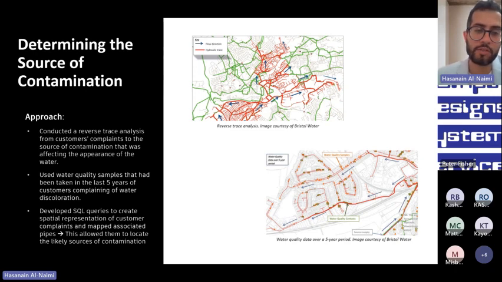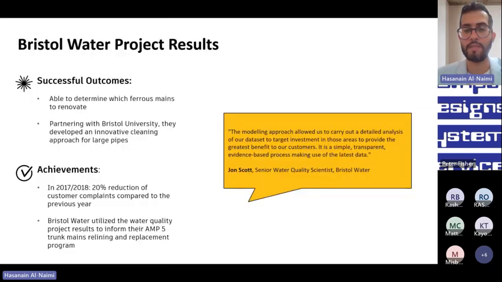So they developed some SQL queries and created some spatial representation of these customer complaints. They wanted to map them and understand where they are. And then they ended up tracking back these complaints, and tracking back these water quality problems. So the outcome was to determine which trunk mains to renovate.